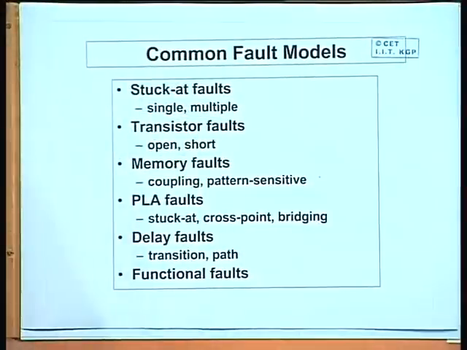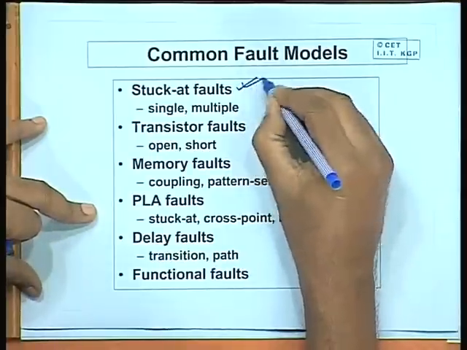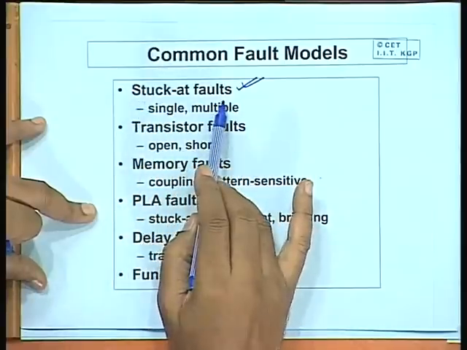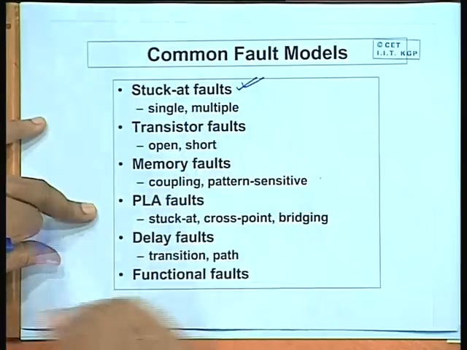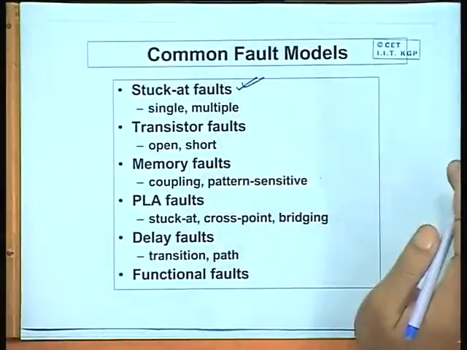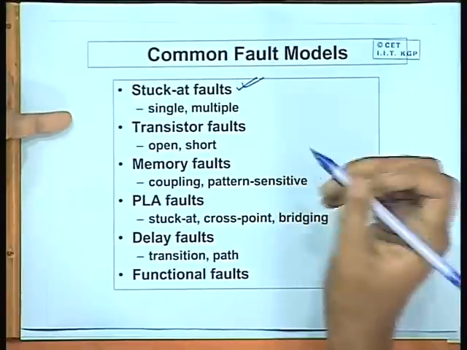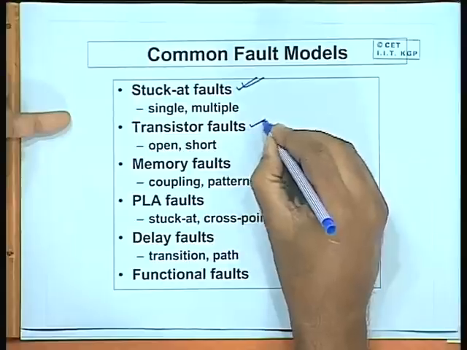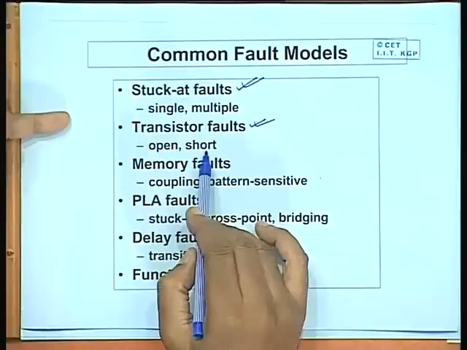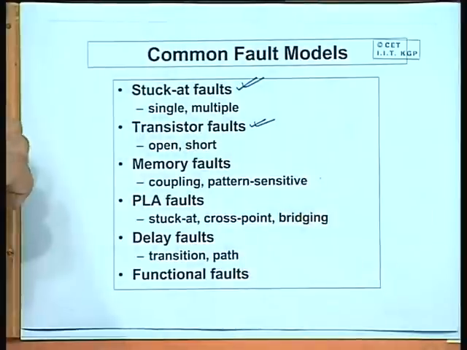Now let us see what are the common fault models that people have used over the years. The simplest and possibly the most widely used still today is the stuck-at fault model. It can be single or multiple, we will be talking about these things. Stuck-at fault models typically concentrate on a gate level or a register level netlist of the circuit. If you are talking about the transistor level circuit, you can have some transistor level faults, open and short. There are some peculiarities in these fault models which cannot be captured in the stuck-at fault model, we will see that.